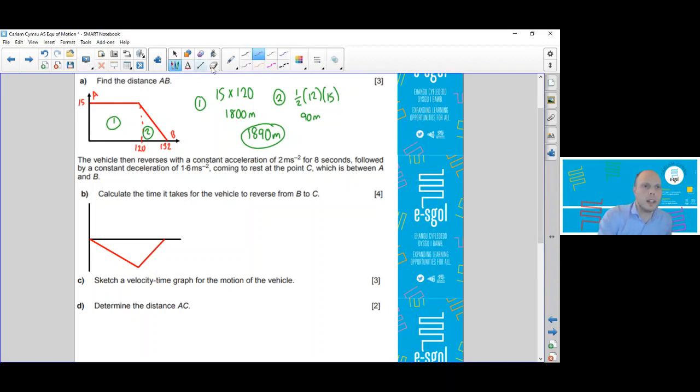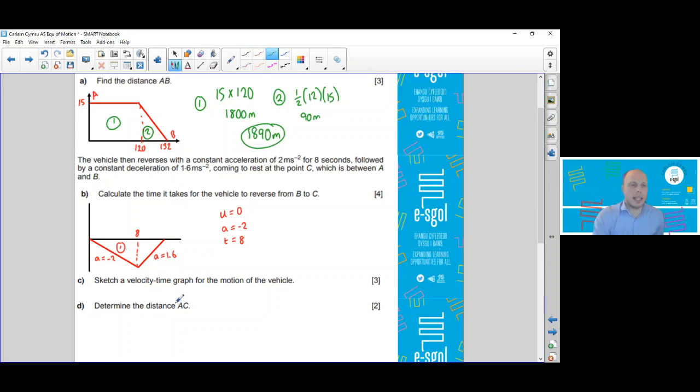Okay, so what do we know? We know that the gradient of this is -2. We know that that's for 8 seconds. So for section 1, u is 0, a is -2, and t is 8. And then we've got a deceleration this side of 1.6.